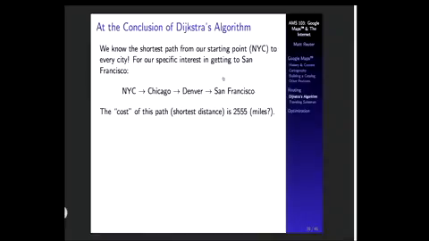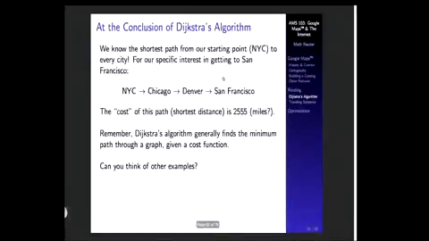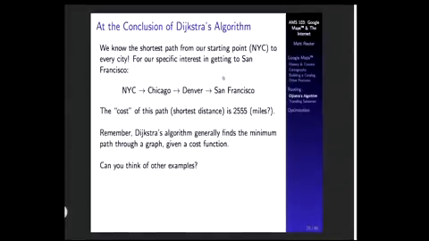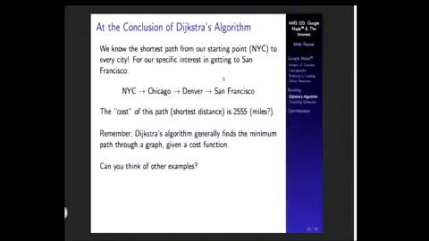Okay, so at the conclusion, what we've now found is the shortest distance from New York City to San Francisco, which was New York City to Chicago to Denver to San Fran. And the cost of this path, however we've defined cost, maybe this was mileage, was $25.55. Okay? So Dijkstra's algorithm more generally finds the minimum path or the shortest path through a weighted graph.